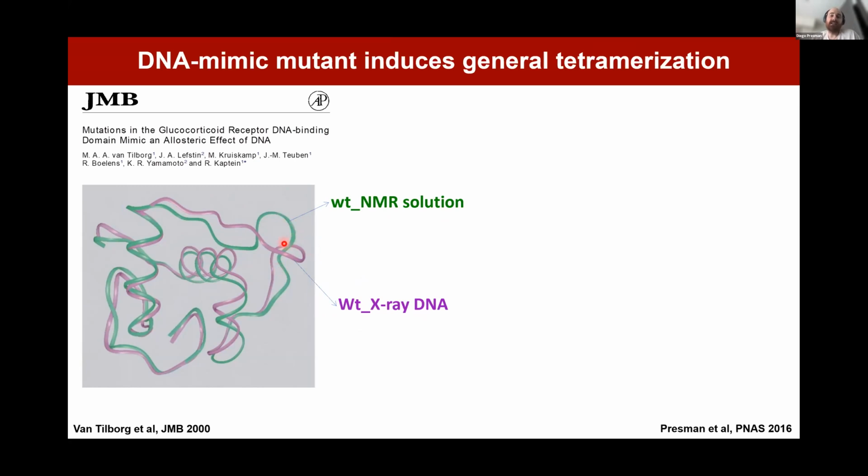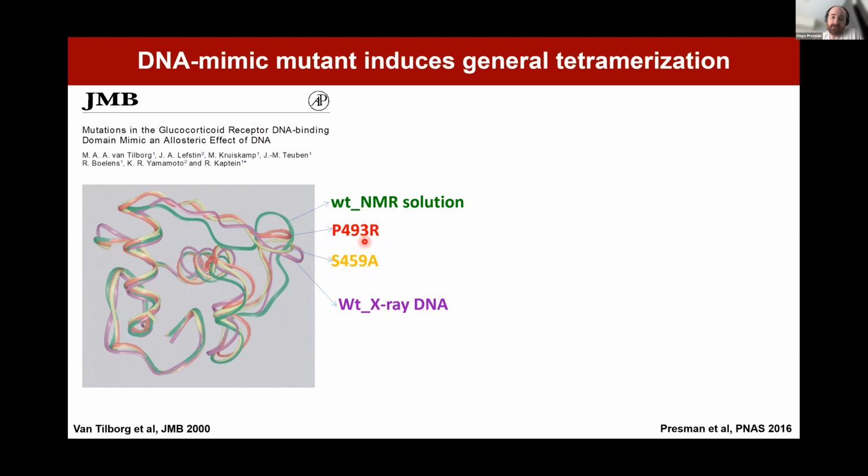So all I'm saying with this is that, I don't know if you can see my hands, GR, once it binds DNA, just changes conformation, at least the DBD, okay? So you can think of DNA as another ligand for GR that induces a conformational change. These guys were studying two independent mutations that lock the receptor into the DNA-bound conformation, even though it is not bound to DNA, okay?